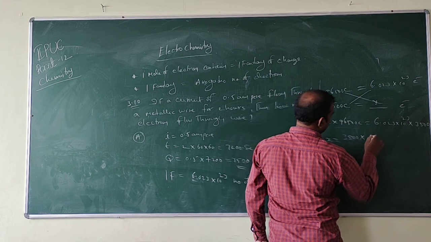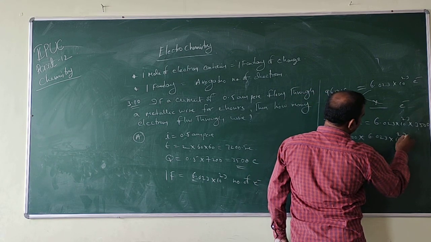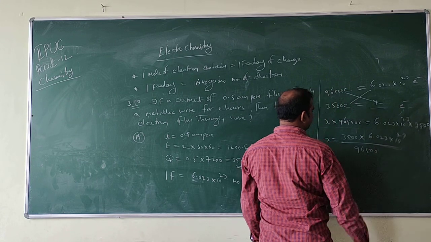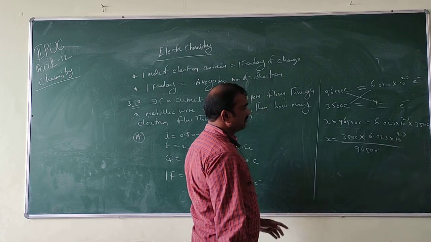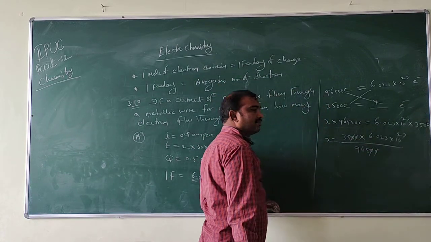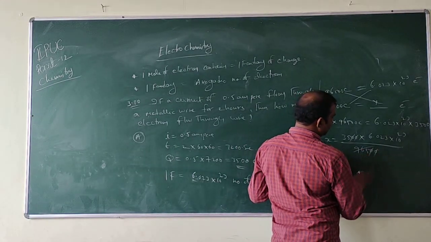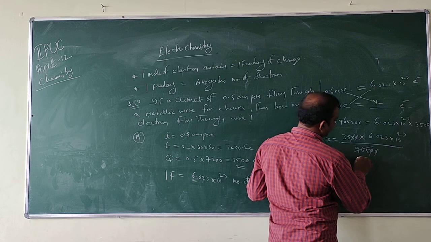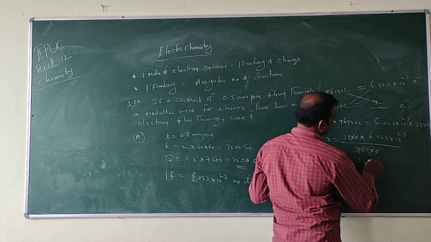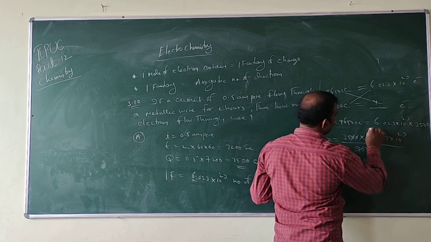So x is equal to 3,500 coulombs into 6.023 into 10 power 23 divided by 96,500. Here the zeros will cancel. So 3, 3 twos are 6.